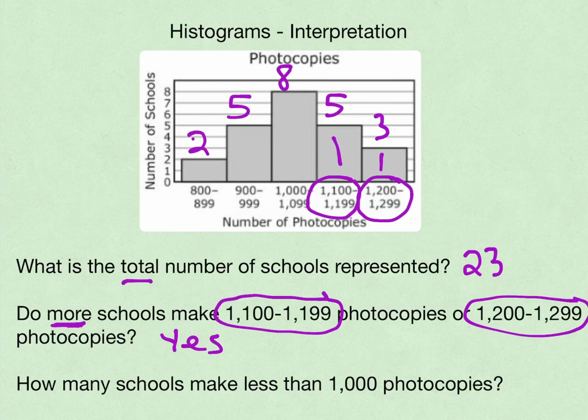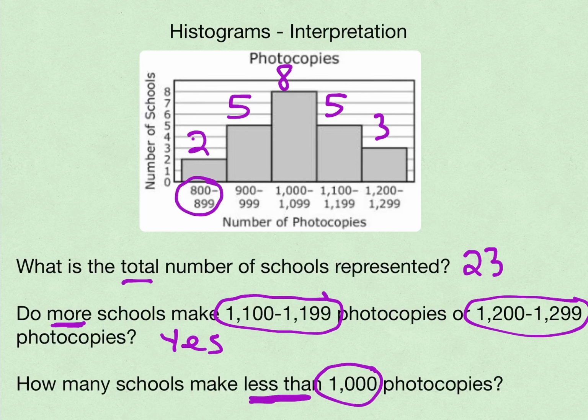Last question. How many schools make less than 1,000 photocopies? For this one, it's asking about 1,000, so it's not asking about one particular interval. Whenever we look at our intervals, we can see that 1,000 to 1,099 is the center interval. But we're looking for how many schools make less than 1,000. So 800 to 899 is less than 1,000, and 900 to 999 is less than 1,000. So we have to add these two intervals, which gives us 7 schools.